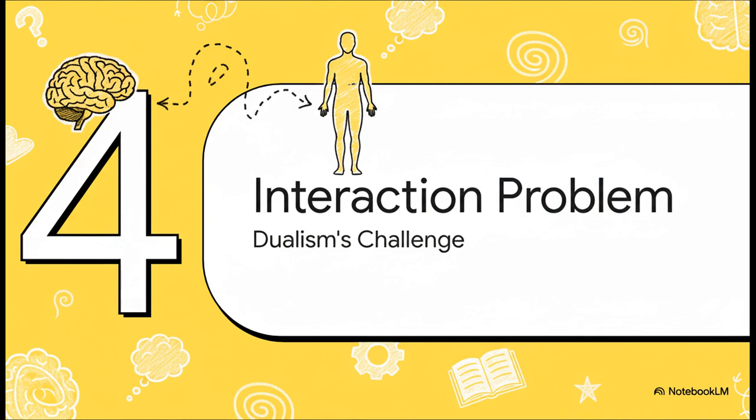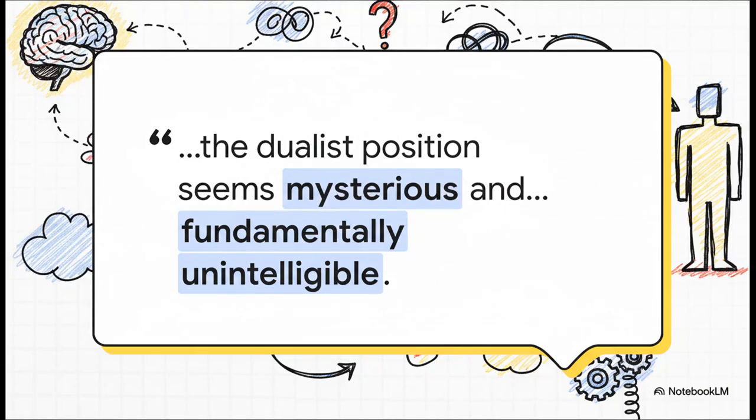This leads us straight to the single biggest challenge for dualism, a puzzle so profound that it remains a central debate in philosophy today. The famous, or maybe infamous, interaction problem. I mean, if the mind has 0 physical properties, no location, no mass, nothing, and the body is purely physical, how in the world can they possibly interact? How does a ghost push a lever? This deep mystery is exactly why critics have called the dualist position fundamentally unintelligible.